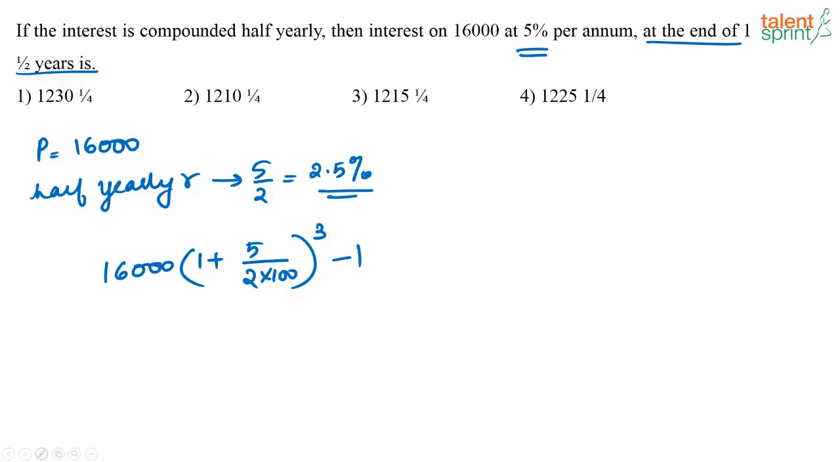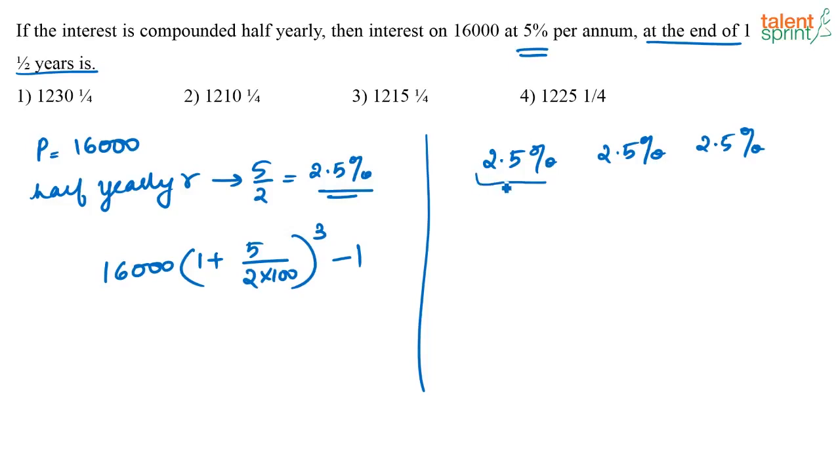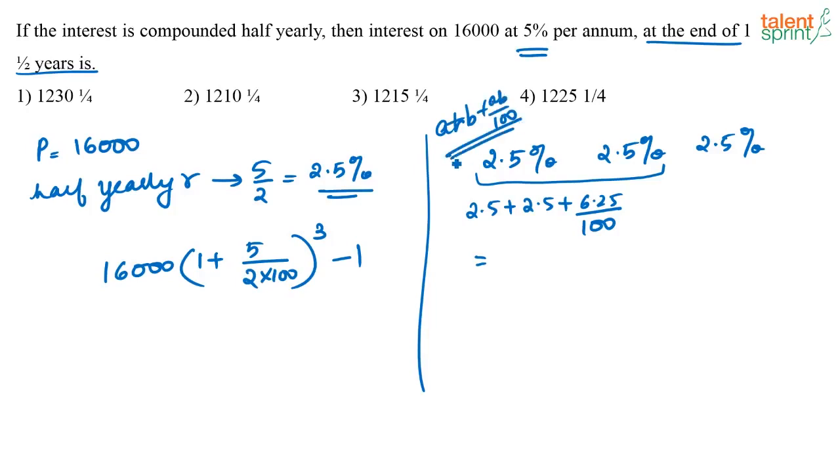The other way you can approach it is using the concept of effective percentages. At 2.5% interest, the compound interest is calculated for 3 intervals: the first half year, the next half year, then another half year. So what is the effective percentage of 2.5 and 2.5? It is 2.5 plus 2.5 plus 2.5 into 2.5 by 100, that is 6.25. A plus B plus AB by 100 is the formula for effective percentage, right?